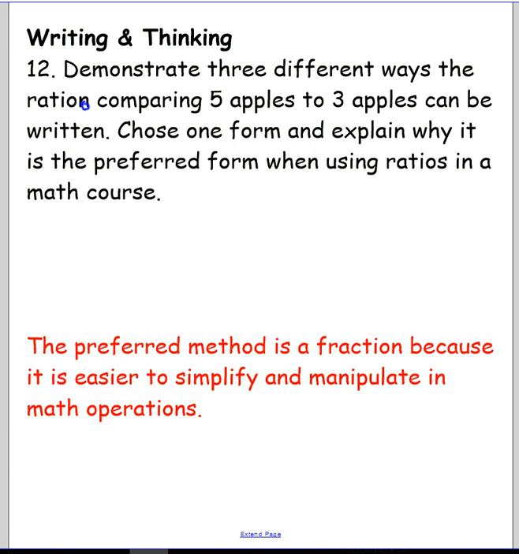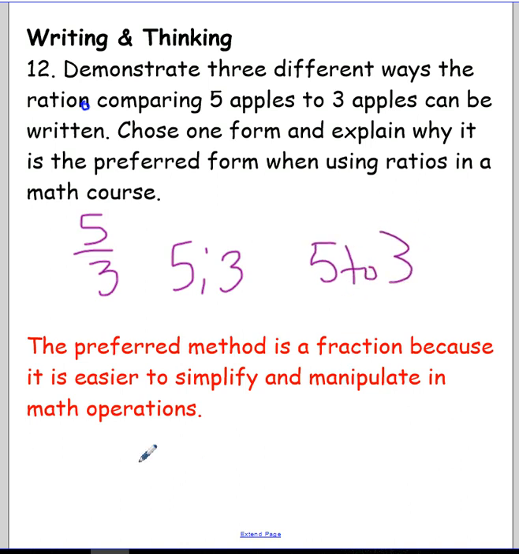Okay, so the different ways, you should have the fraction 5 to 3, with a colon 5 to 3, and using the word to, 5 to 3. And then there's my description of the preferred method.